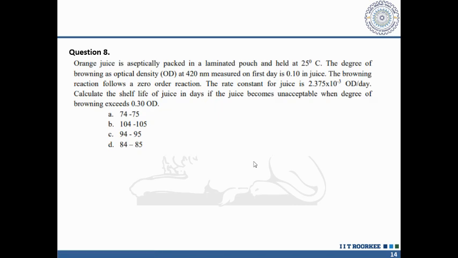Orange juice is aseptically packed in laminated pouches and held at 25 degrees centigrade. The degree of browning, as optical density at 420 nanometer measured on the first day, is 0.1 in the juice. The browning reaction follows a zero order reaction. The rate constant for juice is 2.375 into 10 raised to power minus 3 OD per day. Calculate the shelf life of juice in days. The juice becomes unacceptable when the degree of browning exceeds 0.30 OD, optical density.